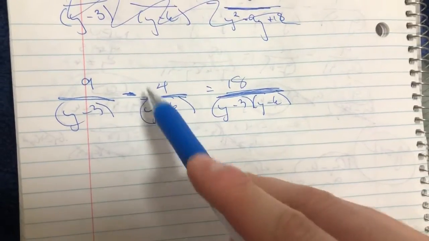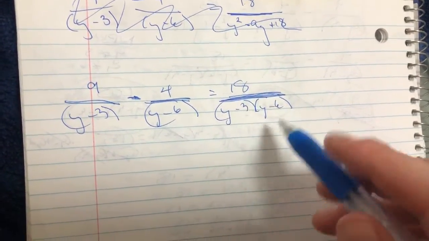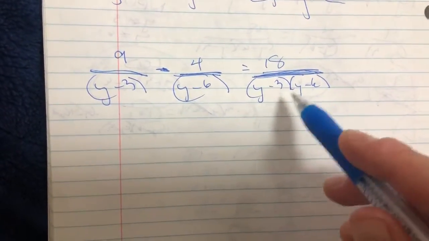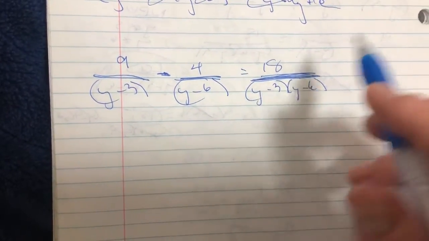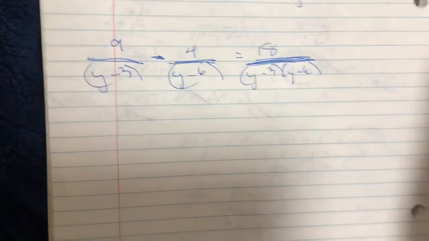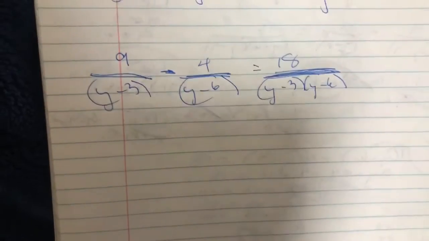So we've got the difference between two rational expressions, and this is equal to some other rational expression here. And so what I've decided to do is I factored the denominator to y minus 3 times y minus 6, so that I can easily see what factors are present in each expression, and then it can help me determine what the lowest common denominator will be.